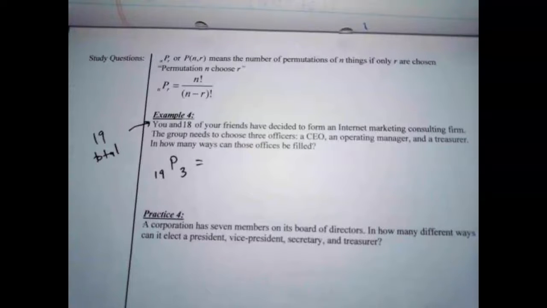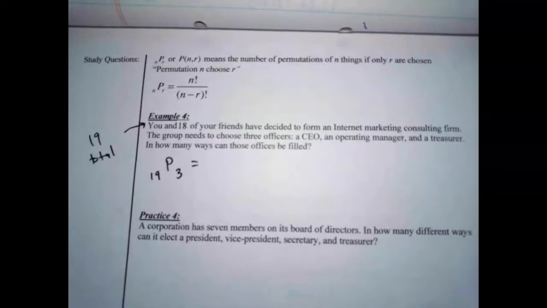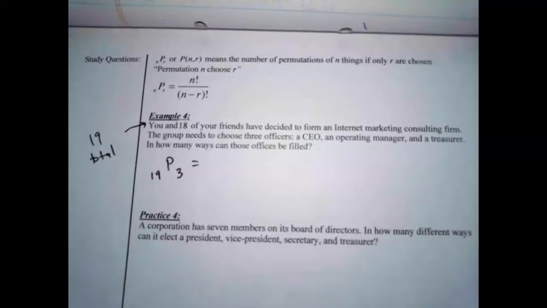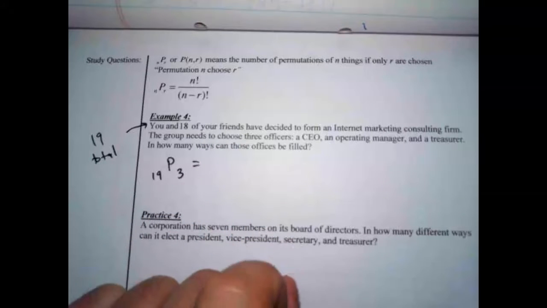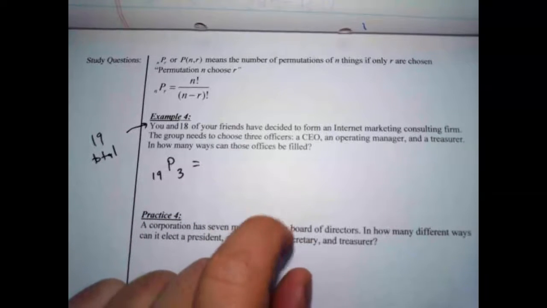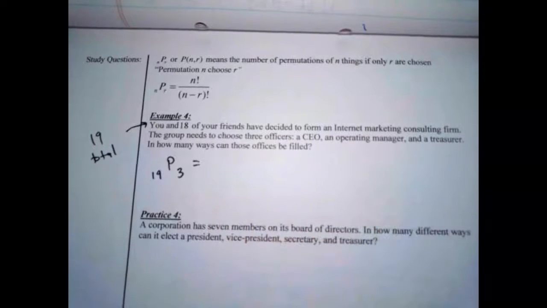Okay, so these problems are permutations also, just like the ones on the front side where we were putting our favorite books in order. The order matters. On this next example, the order matters also. It says, you and 18 of your friends have decided to form an internet marketing consulting firm. The group needs to choose 3 officers, a CEO, an operating manager, and a treasurer.